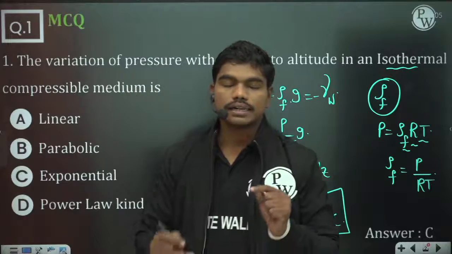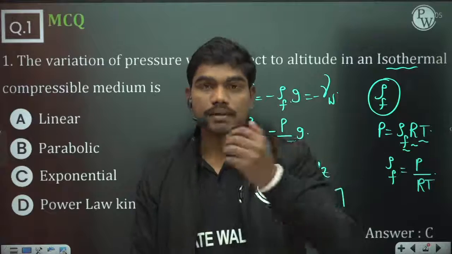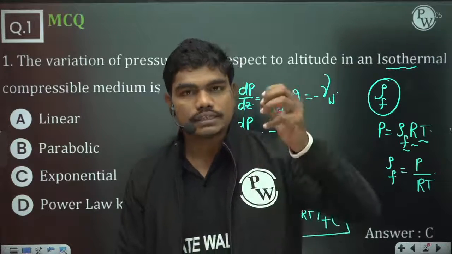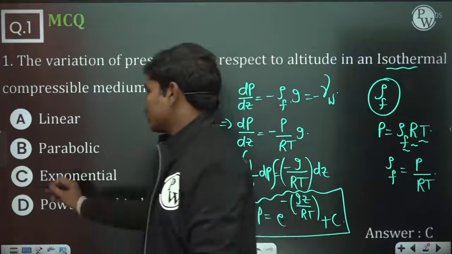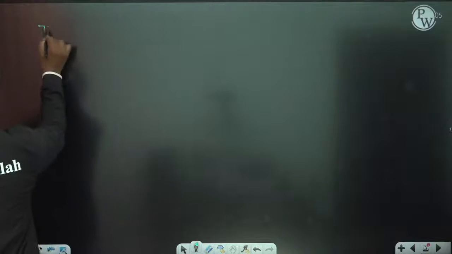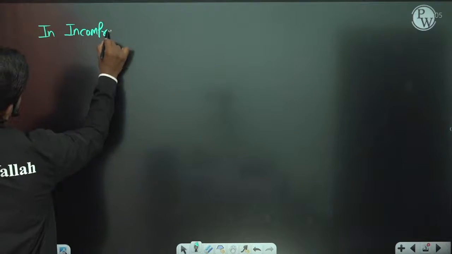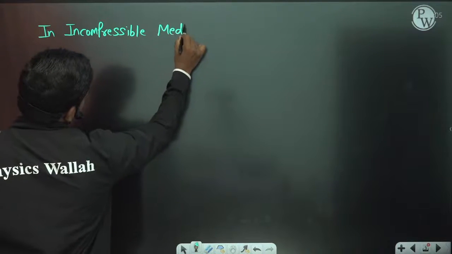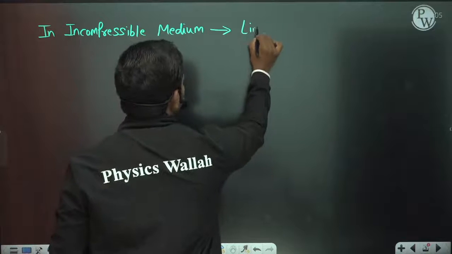If you have an incompressible fluid, the variation is linear. In a compressible isothermal medium, it is exponential, and in non-isothermal compressible fluids we have a power law kind of variation. So of course here the answer is exponential. Let me give you these points: in an incompressible medium, your pressure variation is linear.